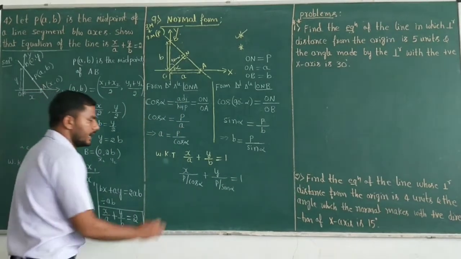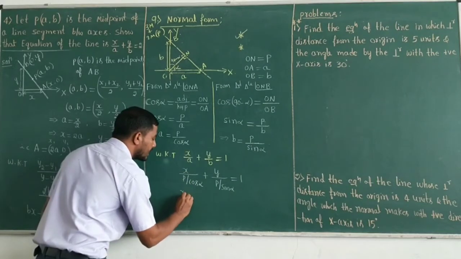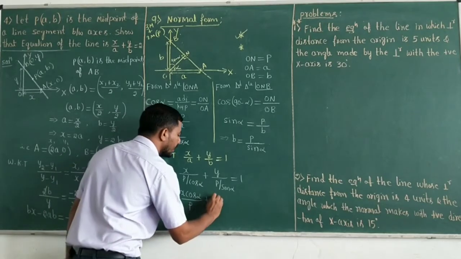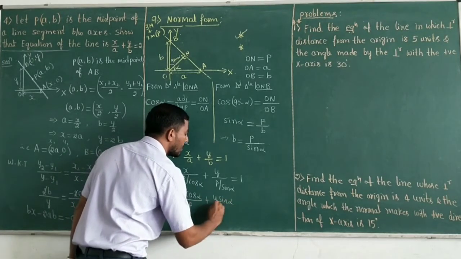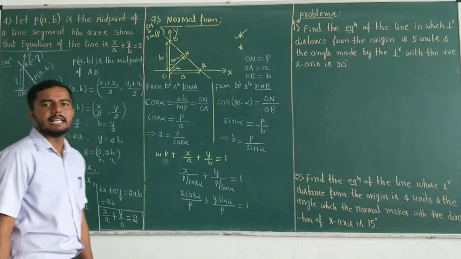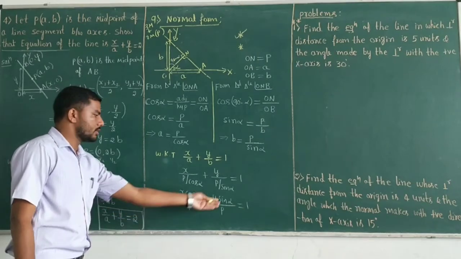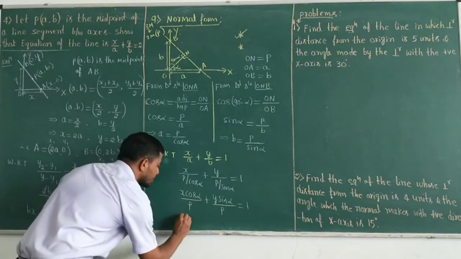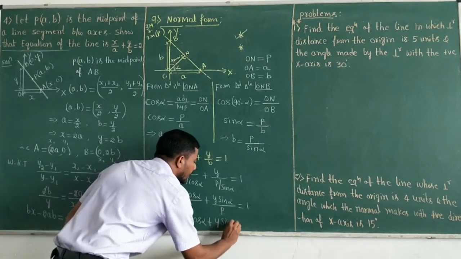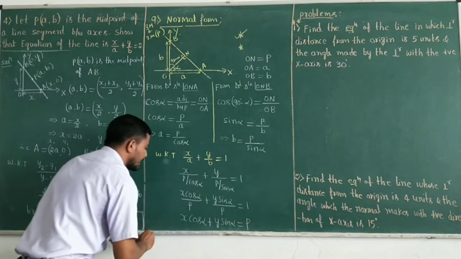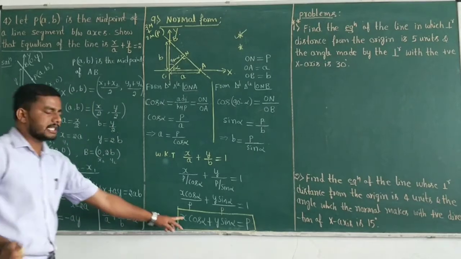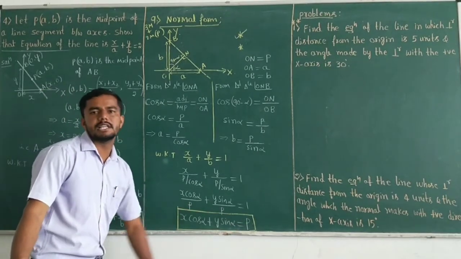So here x cos alpha divided by P plus y sin alpha divided by P is equal to 1. Take P as the LCM, then P goes to the RHS. Then the expression is x cos alpha plus y sin alpha is equal to P. So this is the expression for normal form: x cos alpha plus y sin alpha is equal to P.